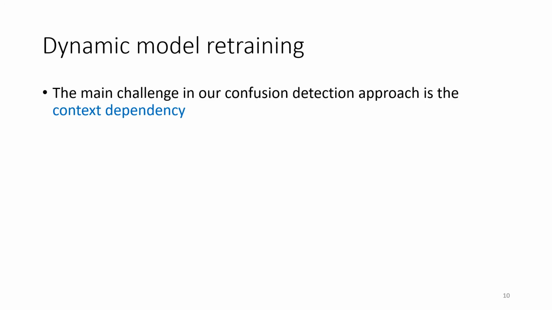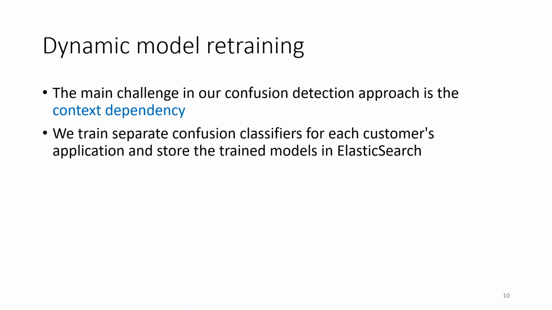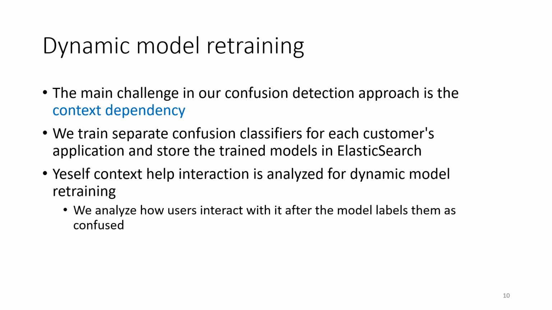Now the main challenge is that the confusion detection approach is context dependent. That is, we need to train separate confusion classifiers for each custom application and store these trained models in Elasticsearch. So we decided to enable dynamic model retraining to analyze user interaction with the context help, and to use this interaction, this implicit user feedback, to label data.